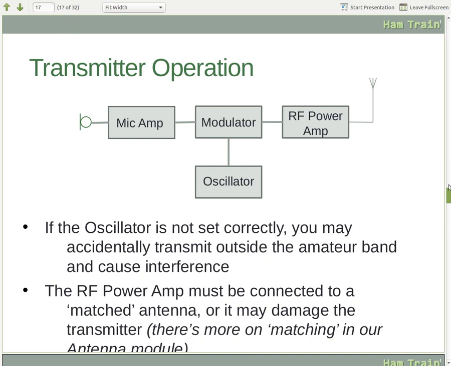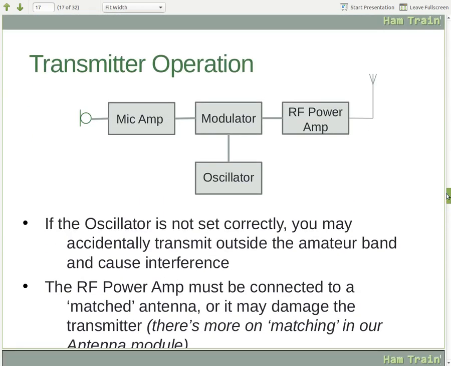The RF power amplifier must be connected to a matched antenna. If it's not, it may damage the transmitter. We're going to talk more on matching in our antenna module.